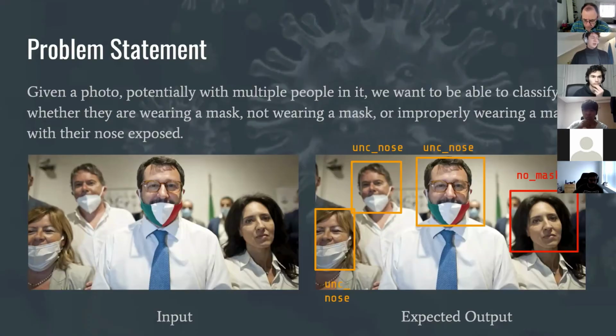So more specifically, given a photo or potentially a video input with multiple people in it, we want to not only be able to classify whether they're wearing a mask, no mask, or if they have their nose uncovered, but also give bounding boxes for that, so you can classify who was doing it.